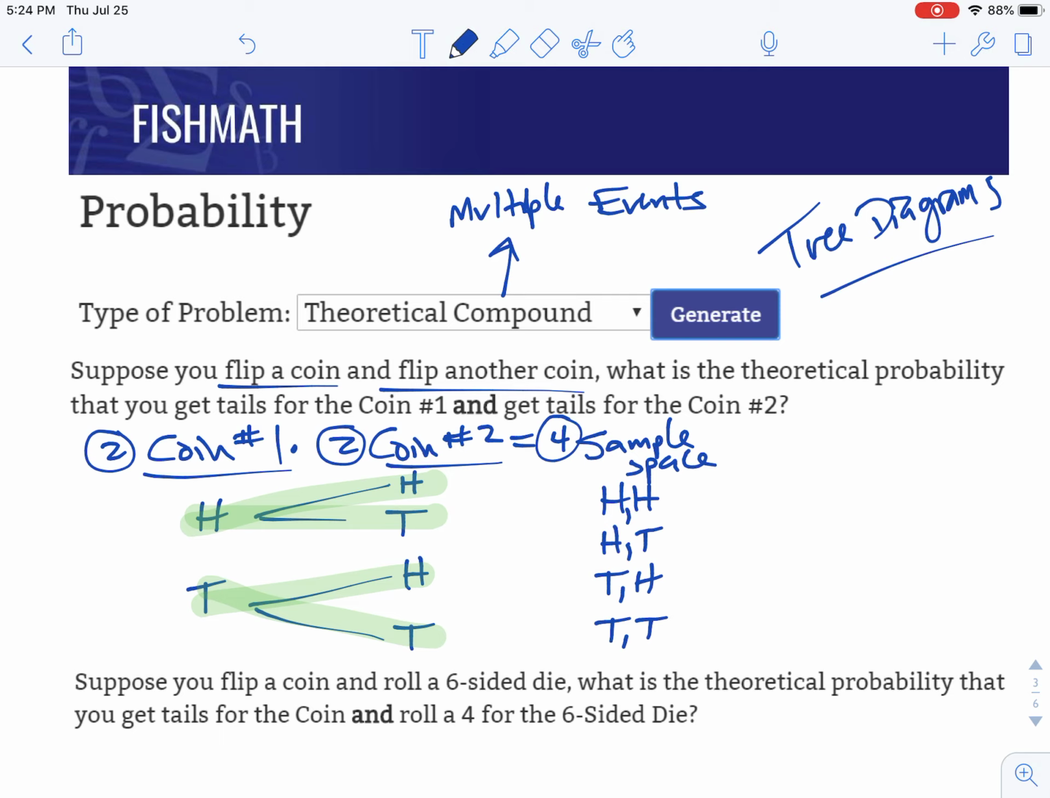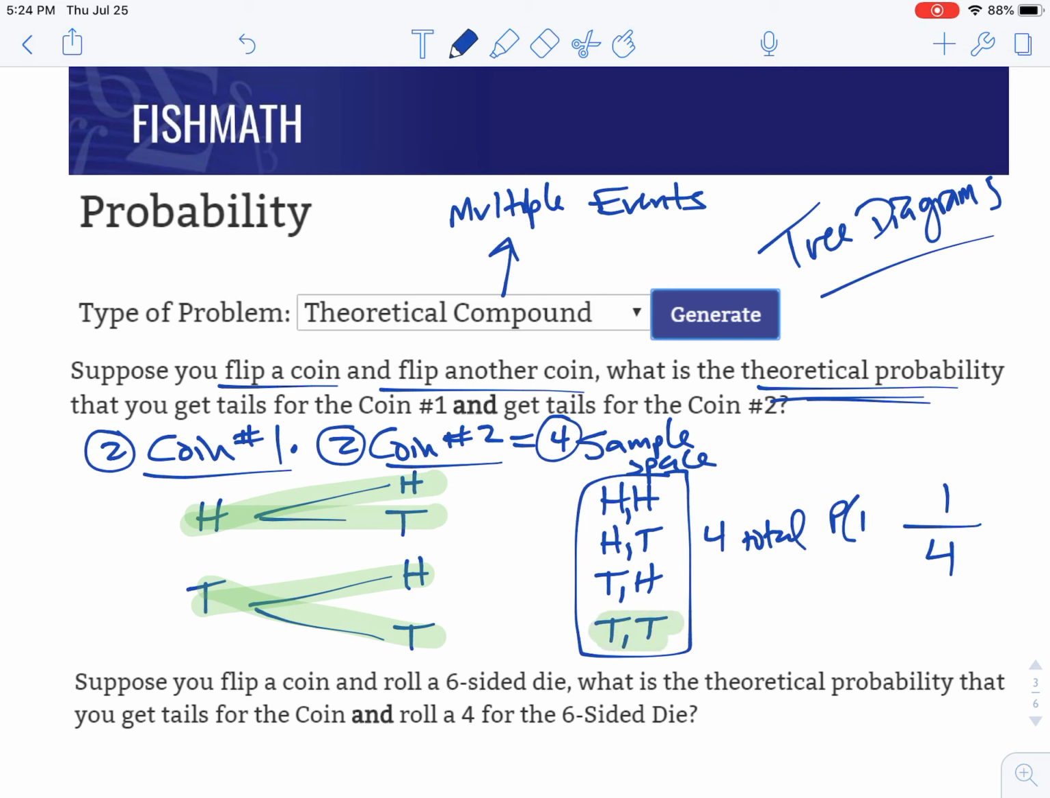So now we look at what it's asking. The theoretical probability, so out of our total number of outcomes, there's 4 total. So out of those 4, how many times could we possibly get tails for coin 1 and tails for coin 2? So we look at our options here in the sample space. So tails for both coins only happens once. So the probability of tails, tails would be 1/4. Let's make it a little neater here. So the probability of tails and then tails is 1 out of 4.